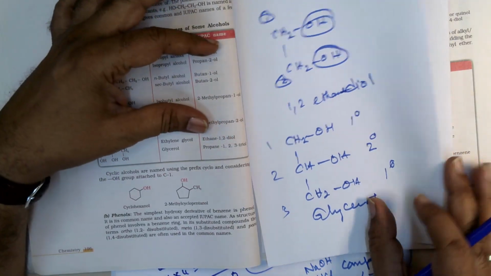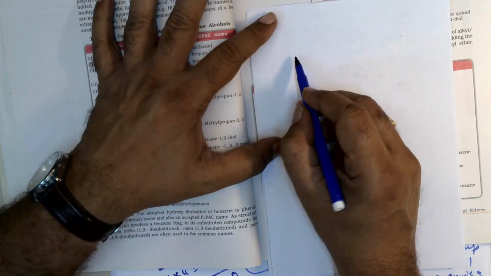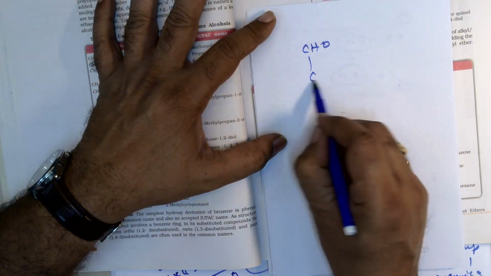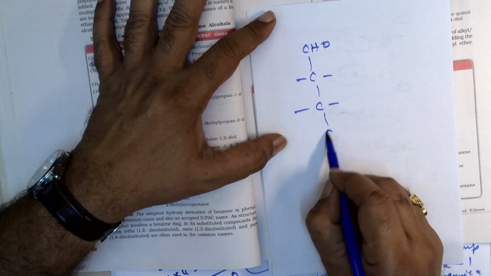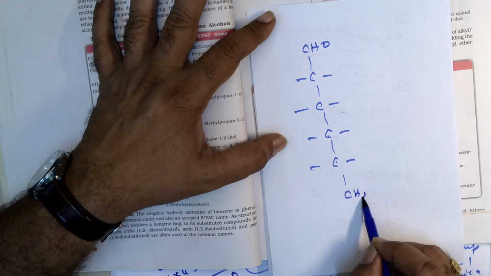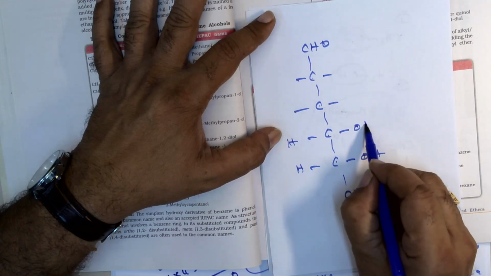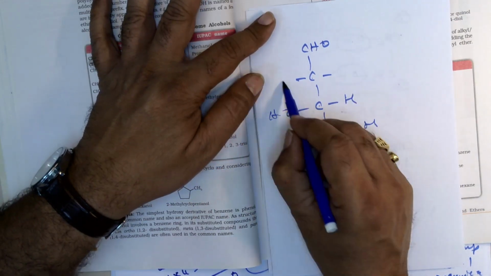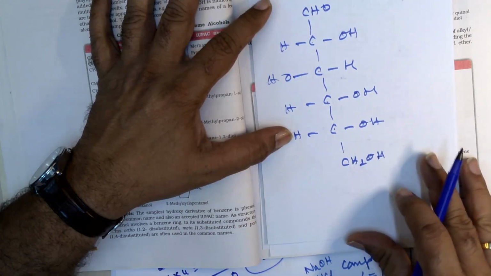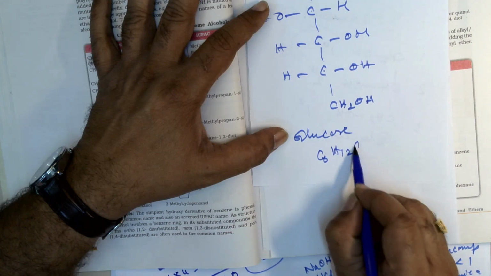Now, let me introduce the structure of glucose and try to identify the primary, secondary, if there is any tertiary alcoholic functionalities. Like this is called, 1, 2, 3, 4, 5, 6. Okay, so CHO, H, OH, OH, H, H. This is called glucose. Take down. You know very well C6H12O6.